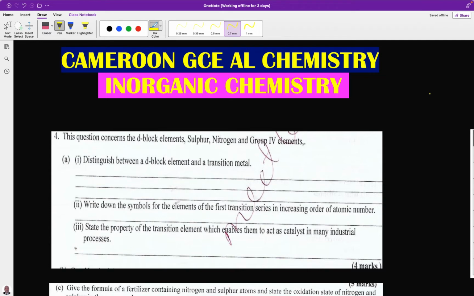So we will be starting with question 4. This question concerns the D block elements, sulfur, nitrogen, and group 4 elements.